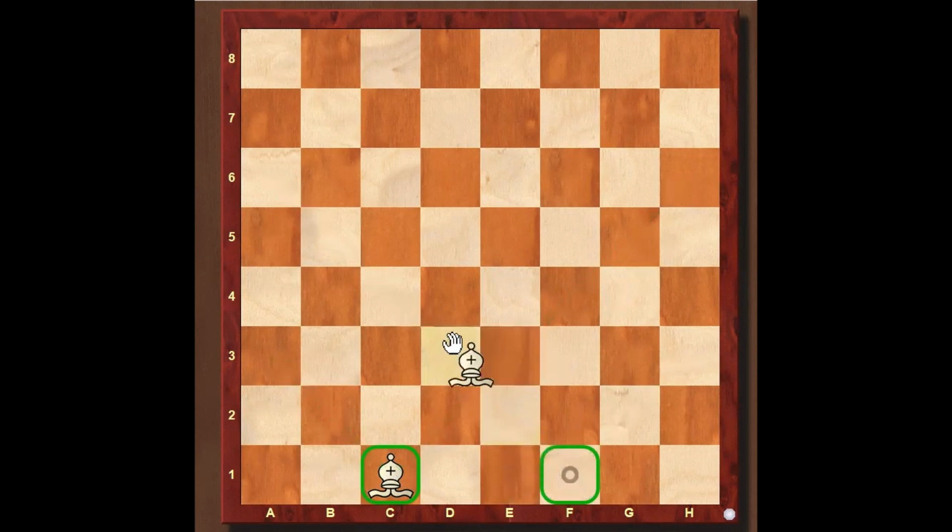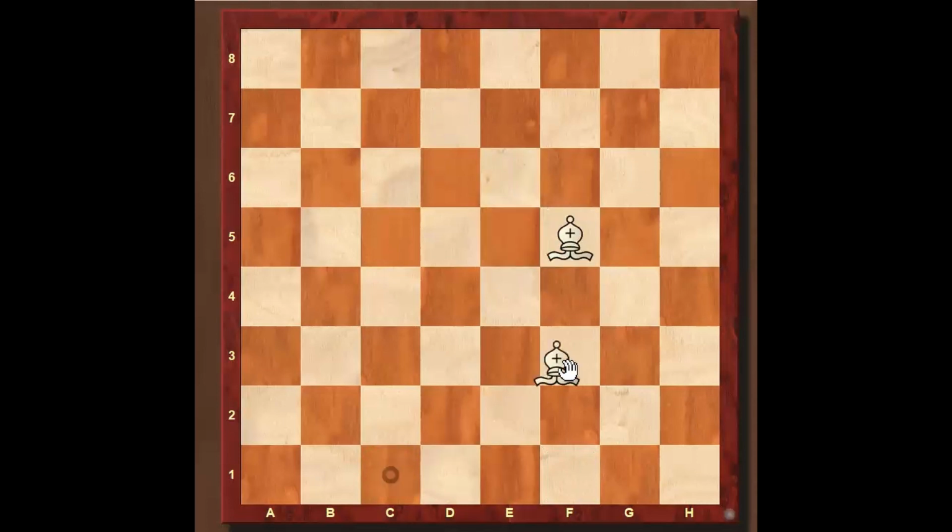So I can just move the bishop around. This will always move to a white square, and this bishop will always move to a dark square. Right? I hope now we understand the movement of the bishops.